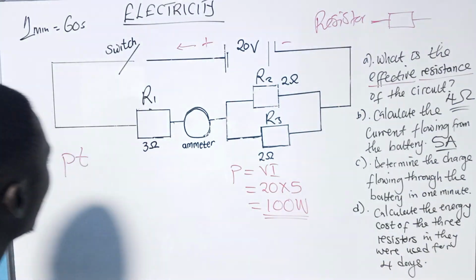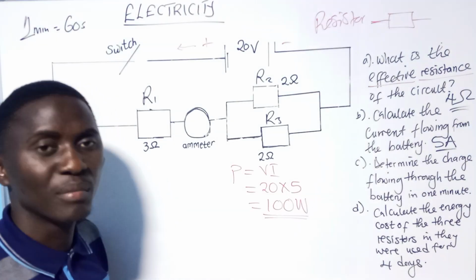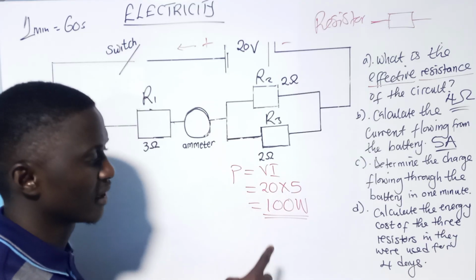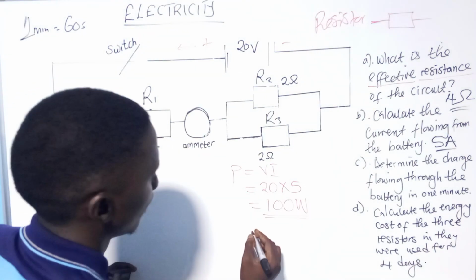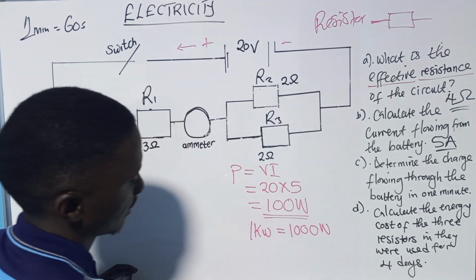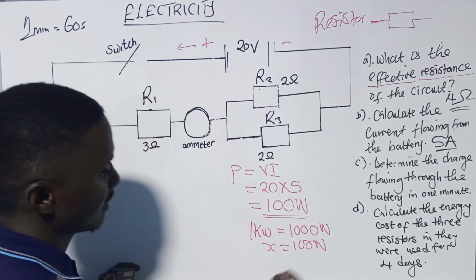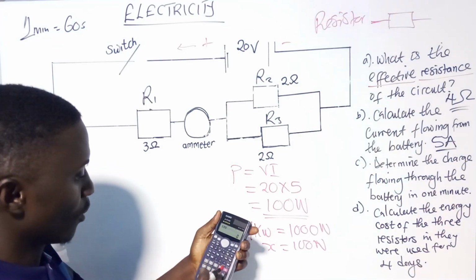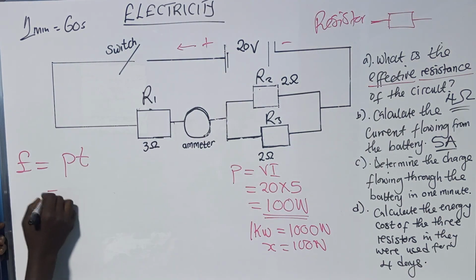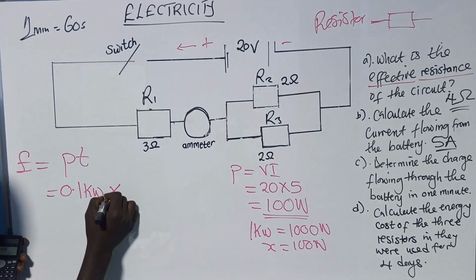But when we are finding energy costs, this power has to be in kilowatt. So we need to convert this 100 watts into kilowatt. 1 kilowatt is equivalent to 1000 watts. So since we have 100 watts here, we are going to say 100 we divide with 1000, and we are going to get that this power is 0.1 kilowatt. Then times.